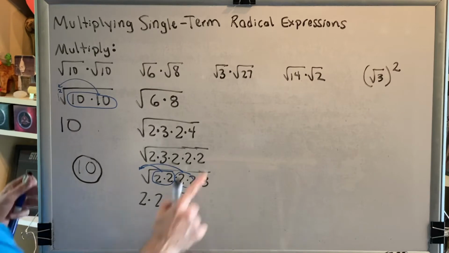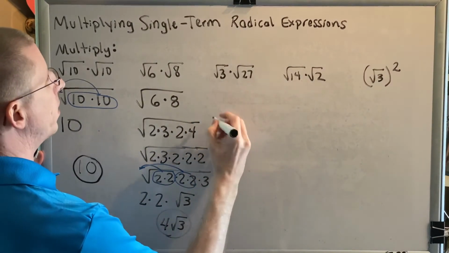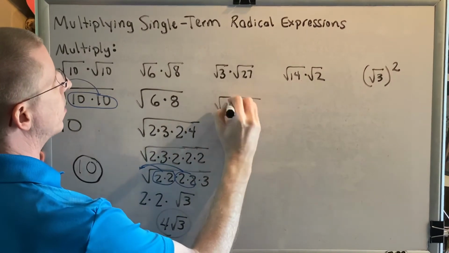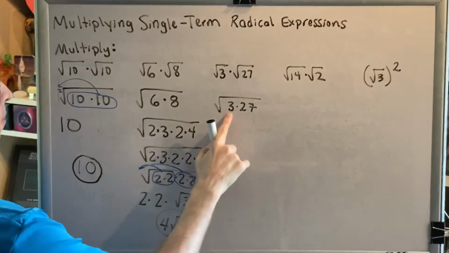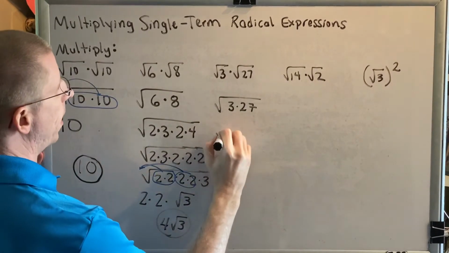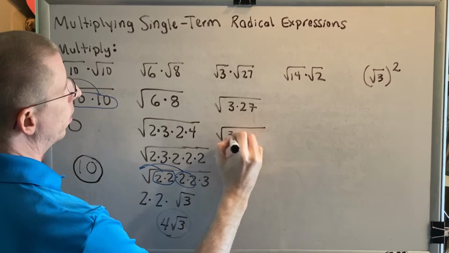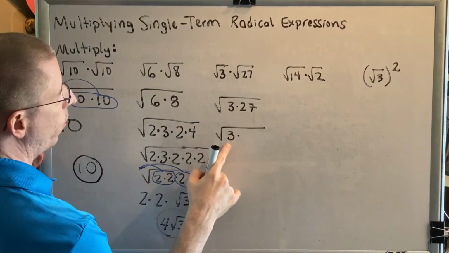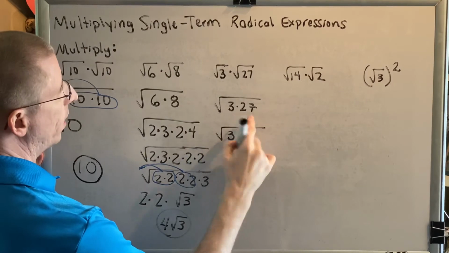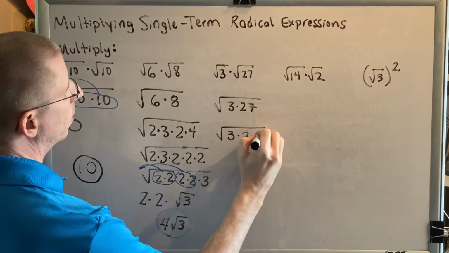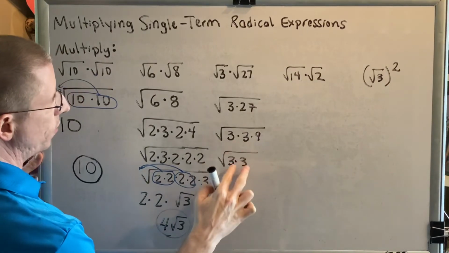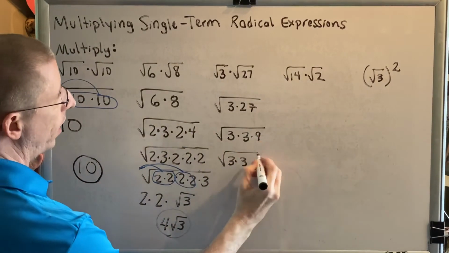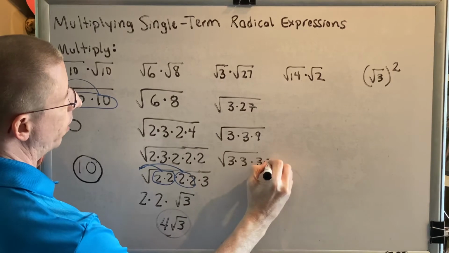Okay, next problem. 3 is non-negative, 27 is non-negative, so these can be combined into a single radical. Do not multiply to get 81, instead make the thing smaller. So the 3 I've already written, 27 I will write as 3 times 9. And 9 can be broken down further, so the 3 times 3 is already written. The 9 becomes another 3 times 3.